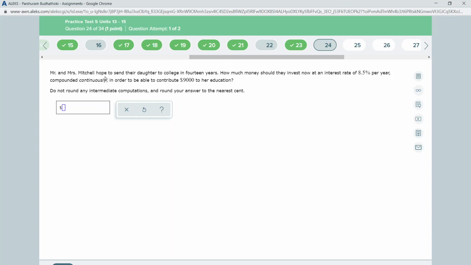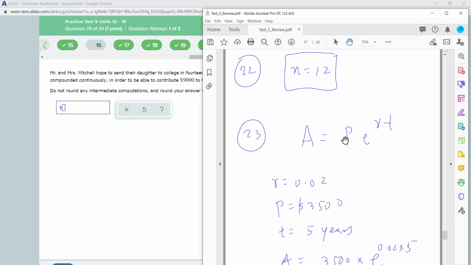Okay, if you read this question, this is also a compounded continuous problem. How much money should they invest now at the interest rate of 8.5% per year? In this case, you need to find the P instead of A, but you are going to use the same formula. P is unknown; A is given, rate is given, time is given.